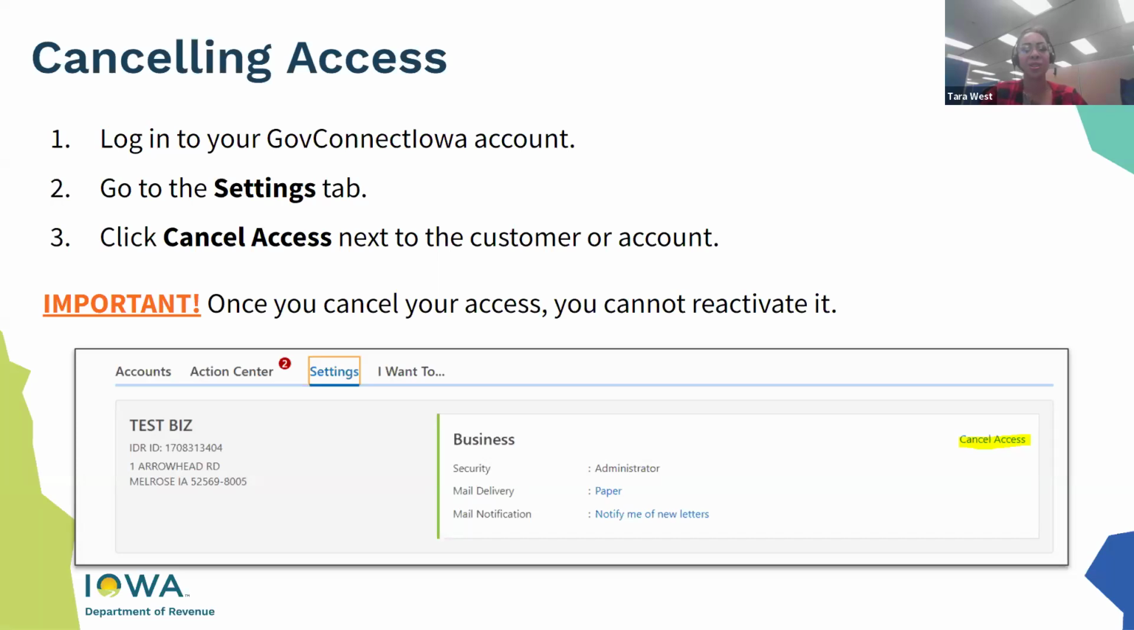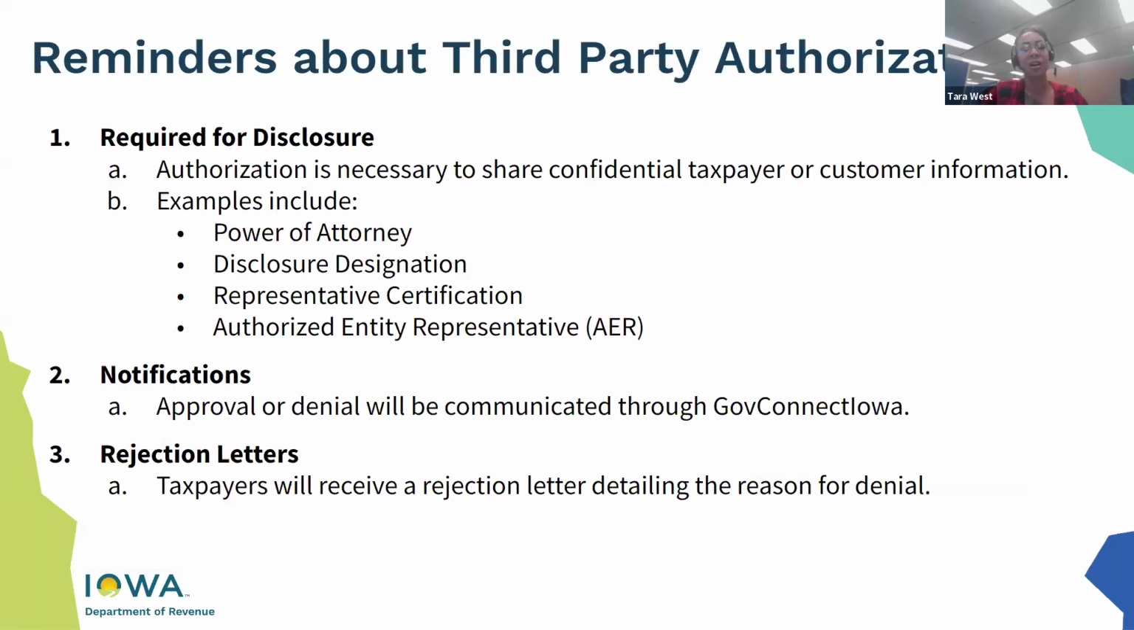And next, we're going to focus on some reminders and other features that are on GovConnect Iowa. So due to confidentiality, third-party authorization must be on file with us prior to disclosing confidential information. If your third-party authorization is approved or rejected, you will be notified in GovConnect Iowa.